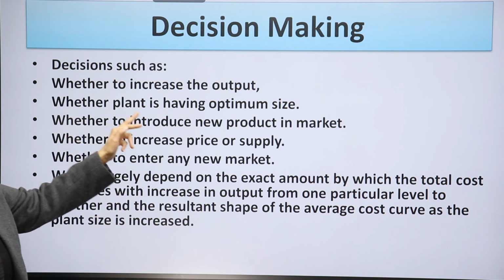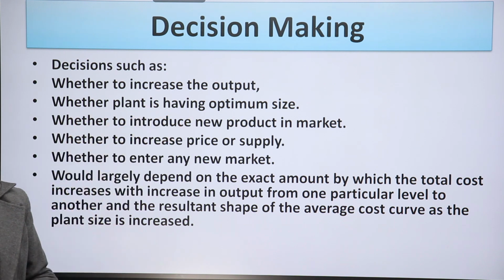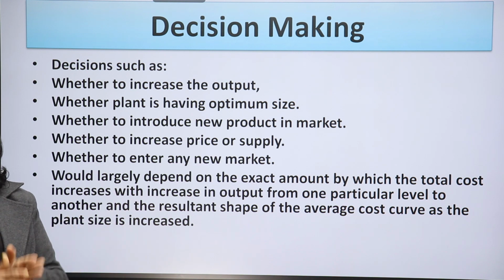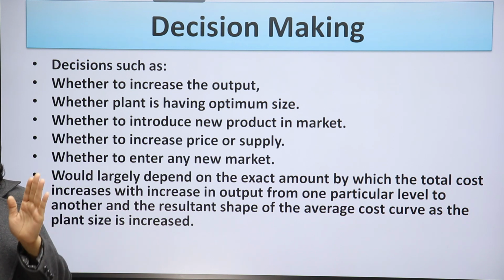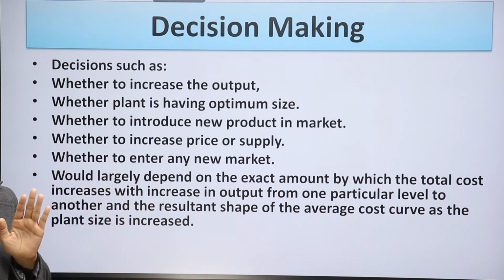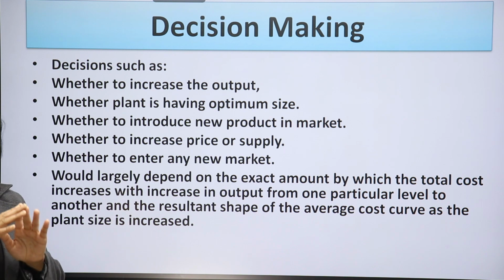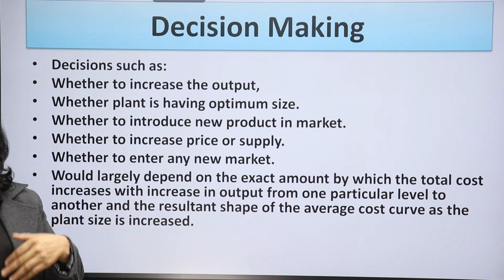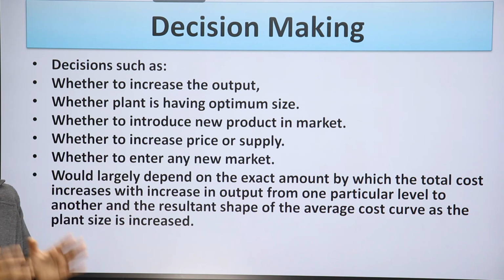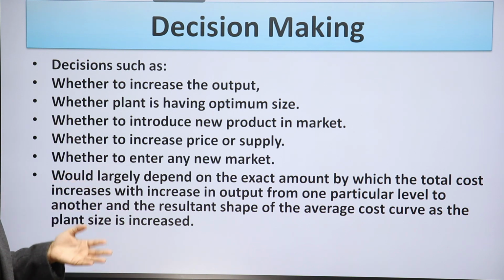Then, whether the plant is having optimum size. What is optimum size? The size at which you are producing the maximum possible level of output and you have all the resources fully utilized. That is the optimum size of your output. That means you are covering the whole market, you are producing the maximum amount that you are capable of producing in your existing plant size and machine size. So that is optimum size.